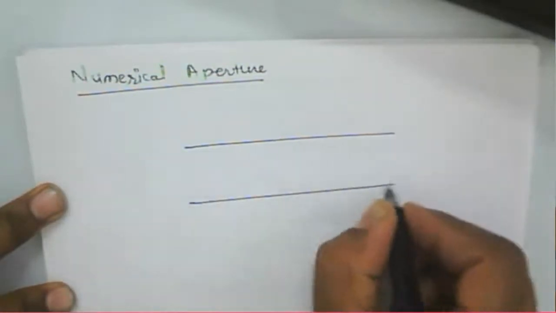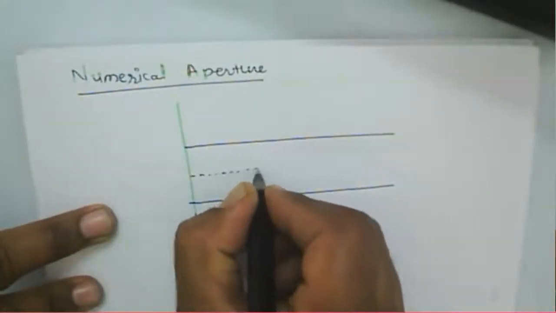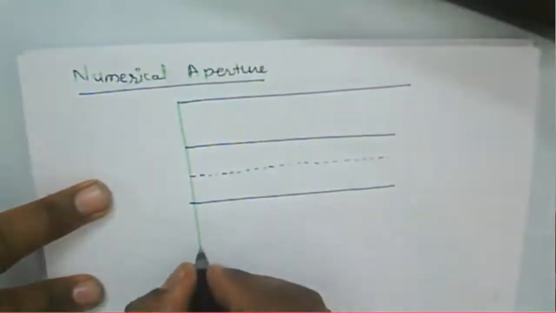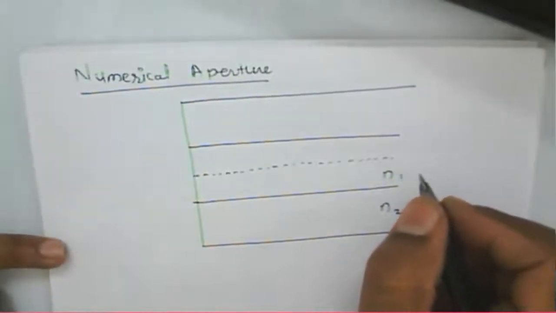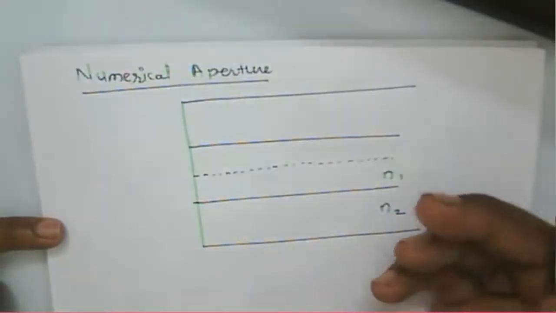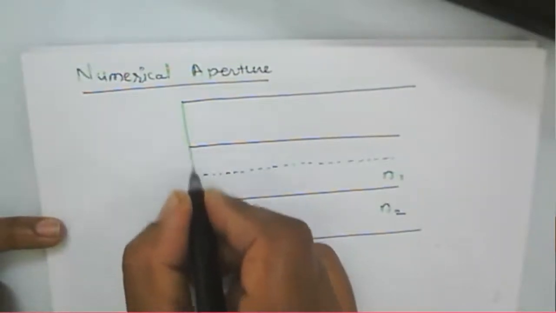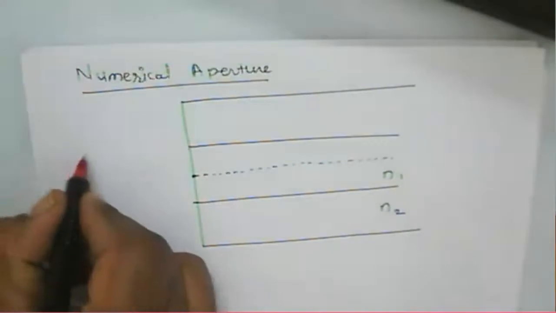Now again we need to learn about the core of a fiber. I redraw it here, and this is your axis, the fiber core axis, and this portion is the cladding. This one is N2 and this one is N1, so N1 is greater than N2. At some particular point, this is a portion of the core, and this is the axis of the core.